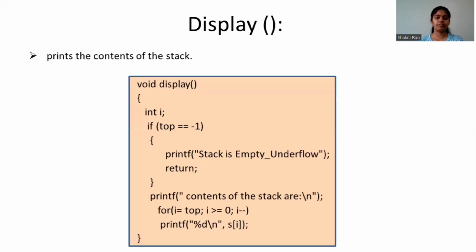Next, we have display, which prints the contents of the stack. So to print the contents of the stack, first we have to check whether the stack is empty or not. If the stack is empty, we cannot display anything. So we check the underflow condition and then we print the contents of the stack using a for statement. That is, for i is equals to top, i is greater than or equal to 0, i minus minus, and then we print the contents of the stack.